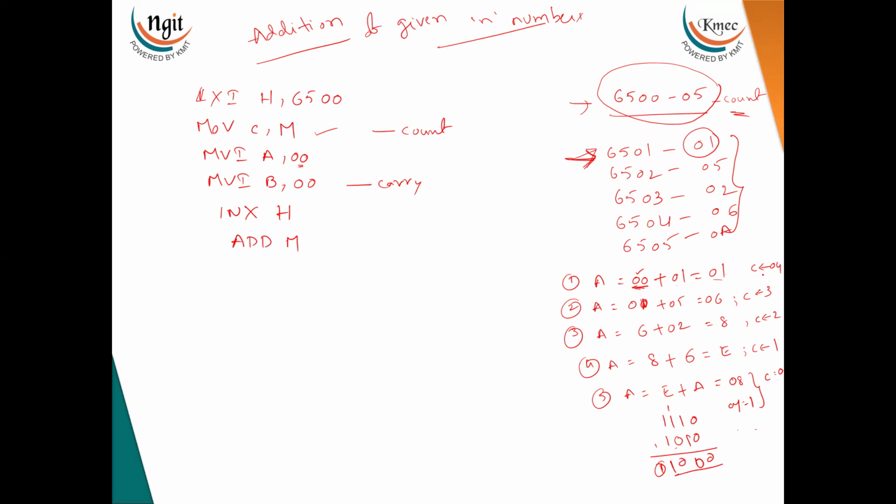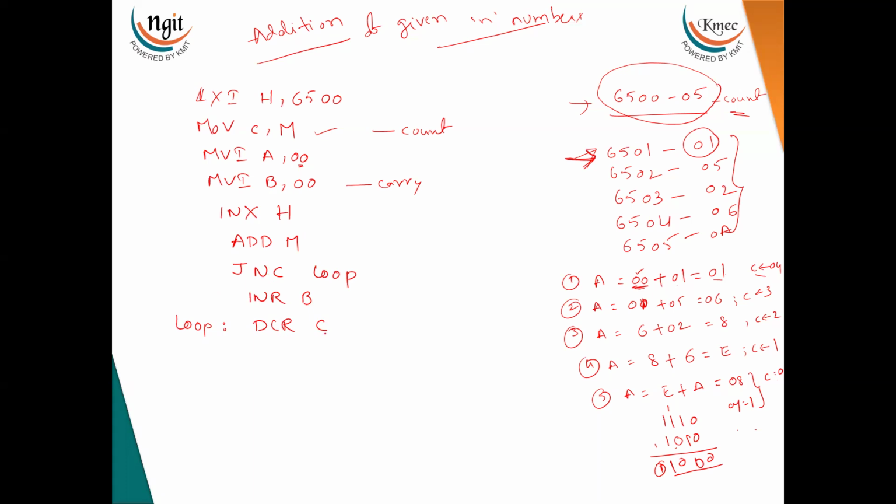Now after that, I have to first take care of the carry, and after that decrement the count value. Now I have to check whether carry is generated or not. If no carry, I'm asking it to jump to here, so there I have to decrement the count value. If carry is generated, I have to store this carry into the B register. How can I store it? By incrementing the B, so that carry is stored into the B register.